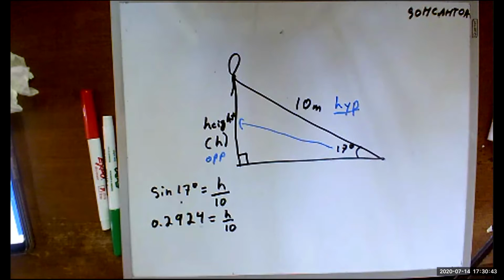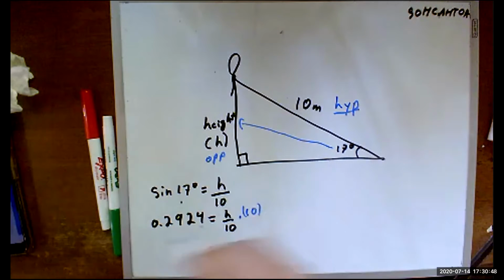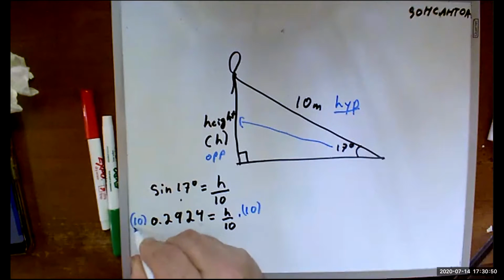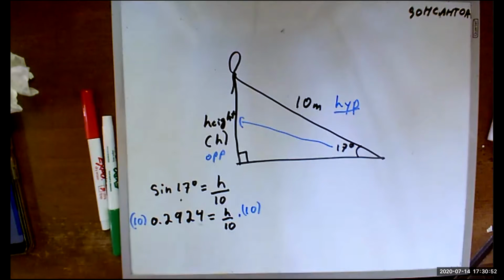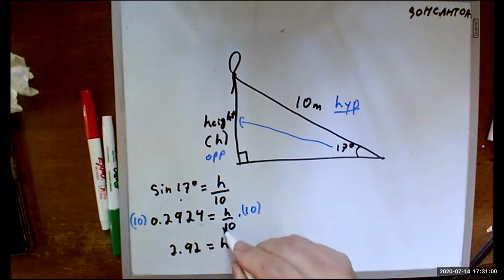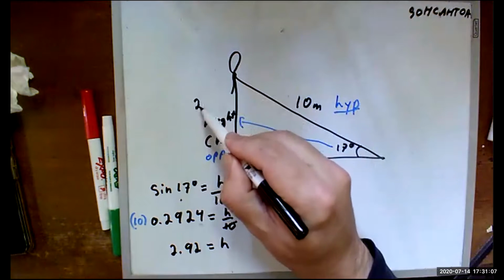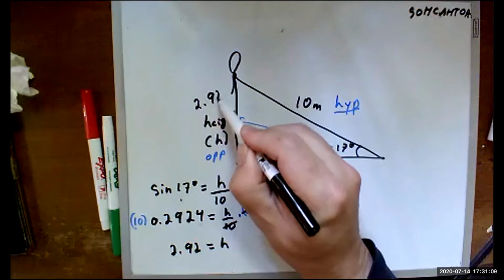We want to get that height all on its own, so we're going to multiply by 10 on both sides. And when we do that, we end up with, and I'm just going to go to 2 decimal places in this case, 2.92. So our height, in this case, is going to be 2.92 meters.